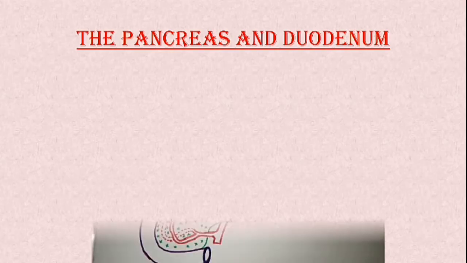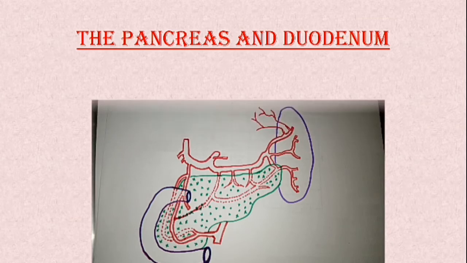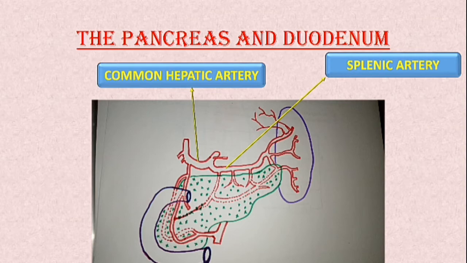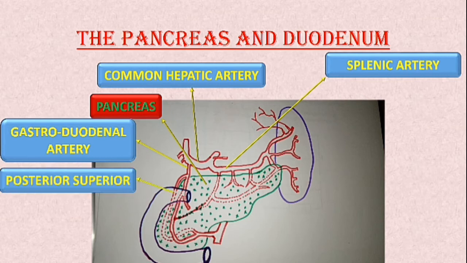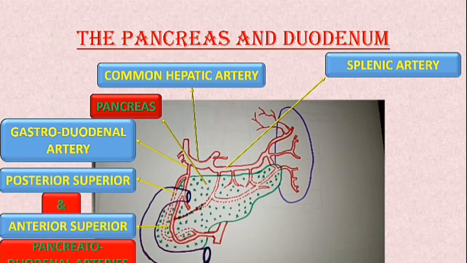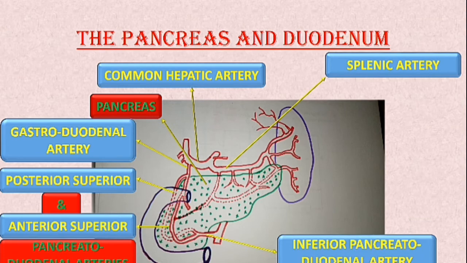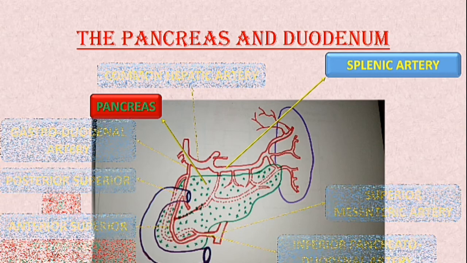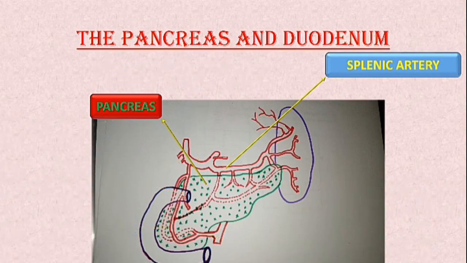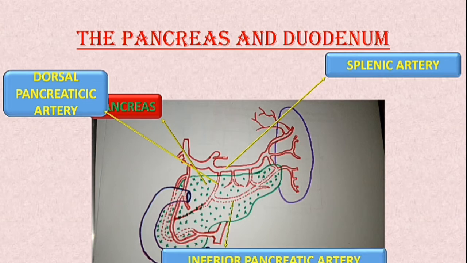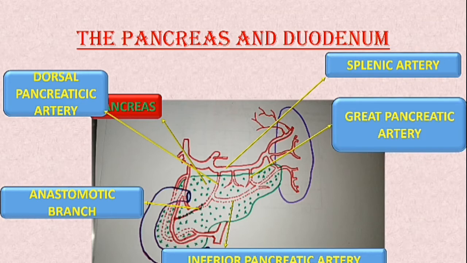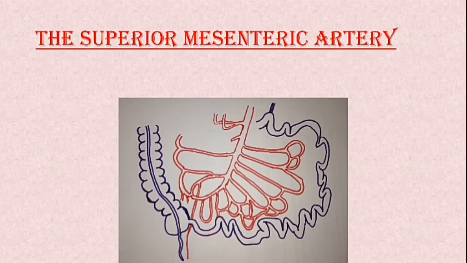The blood supply to the pancreas and duodenum comes from the superior and inferior pancreato-duodenal arteries. The superior pancreato-duodenal arteries are branches of the gastroduodenal artery. Here are the posterior and anterior superior pancreato-duodenal arteries. The inferior pancreato-duodenal artery is a branch of the superior mesenteric artery. The pancreas also receives blood from branches of the splenic artery like the dorsal pancreatic artery, which branches into the inferior pancreatic artery and the anastomotic branch. The other branch is the great pancreatic artery.